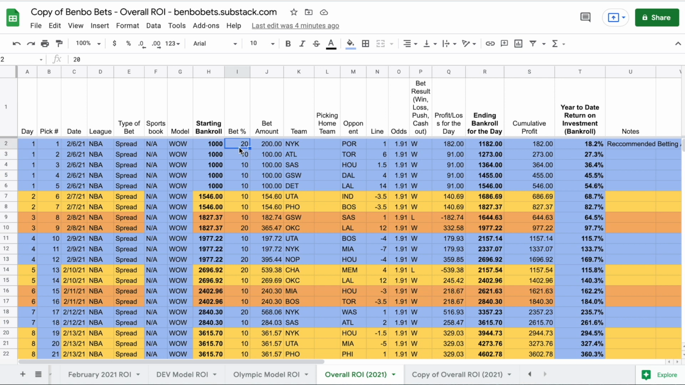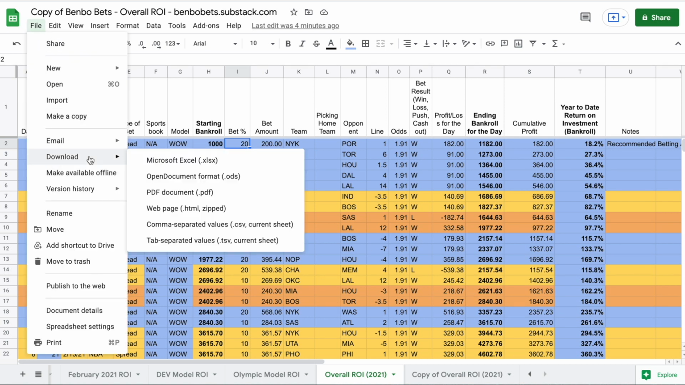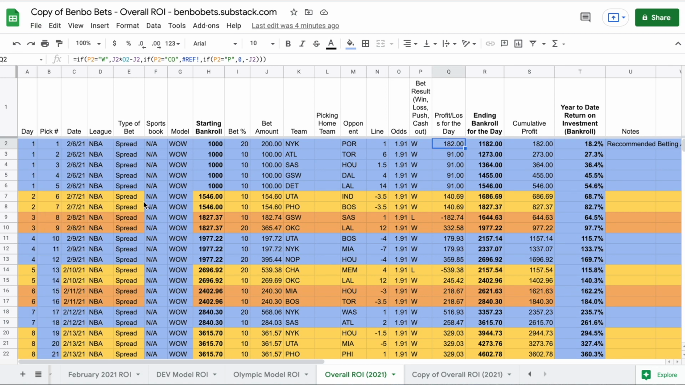So these are just a few examples of how I use this sheet and how you can use this sheet, simply by either making a copy or downloading it and sorting it, filtering it, changing values, however you like.